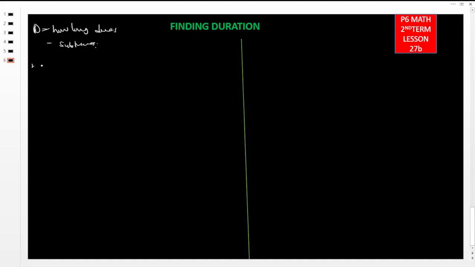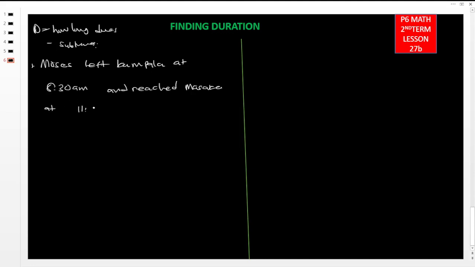The first example here, they can say Moses left Kampala. Moses left Kampala at 8:30 a.m. and reached, which place should we put? Let us say reached Masaka. And reached Masaka at 11:40 a.m. How long did Moses spend? Moses spent on the way, not in the way, on the way.